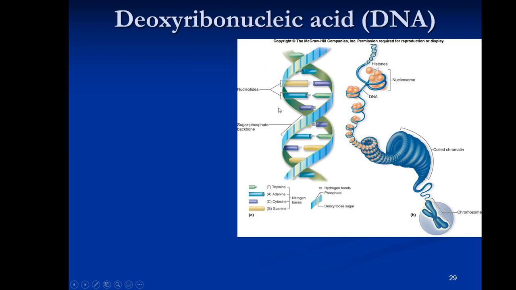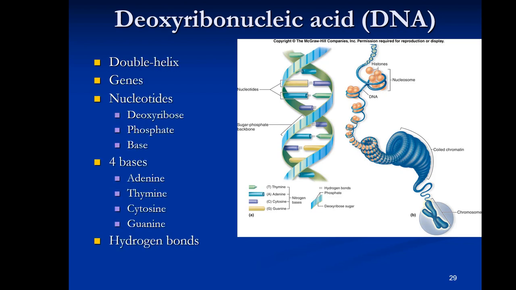All right, so talking about this DNA, deoxyribonucleic acid. This is found in the nucleus. It's our genetic material. We'll talk briefly about the structure of DNA and what it looks like.